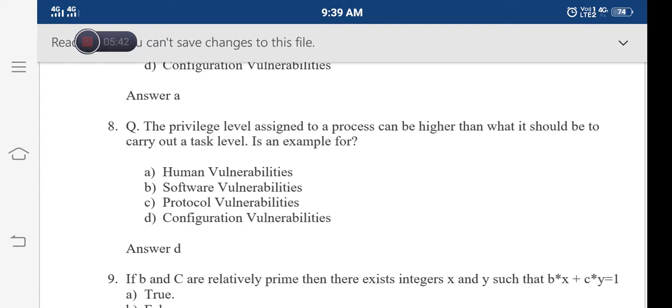Depending on the type of the file, we can give various permissions to the file. Giving unnecessary permissions may lead to misuse of the data. For example, instead of only the reading option, I can give the writing option also. If I give the writing option, another user or attacker can modify the content of the file. That permission is not needed at all. So this is a privilege level assigned to a process, an example of configuration vulnerabilities.